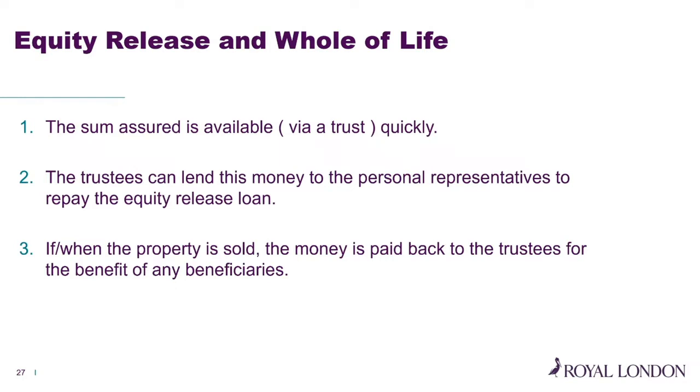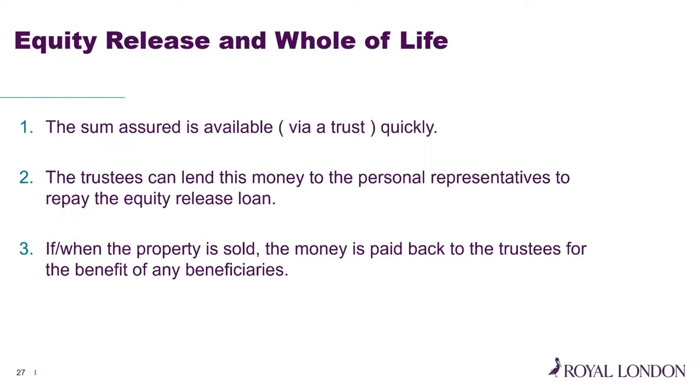But guess what? We've got this whole of life plan in a discretionary trust that the sons are the beneficiaries and trustees of. They're also the personal representatives. So what they can do, and this is the clever bit, is that they lend the 288,000 from the life policy trust to the estate, and they use that money to get rid of the equity release loan.